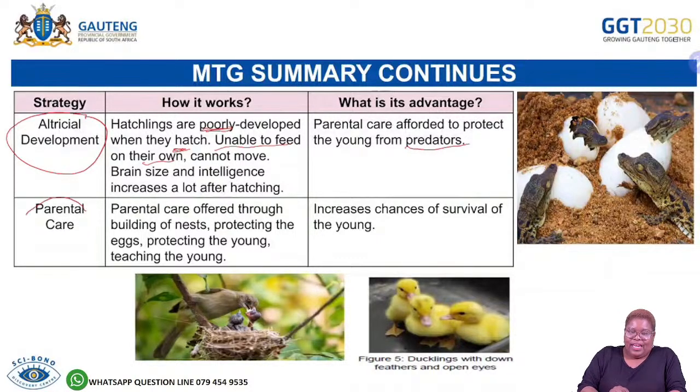Let's look at parental care, as the latter presenter mentioned and explained on that one. Now, parental care is offered through the building of nests. This, in the cases of the birds, for an example, they will prepare the nest for the young ones, right? They protecting the eggs as well from predators, right? They protecting the young one, teaching the young one.